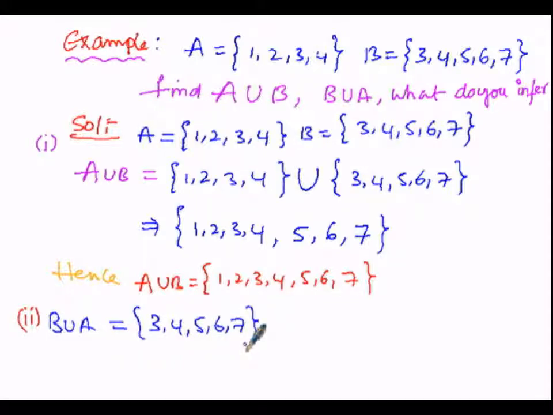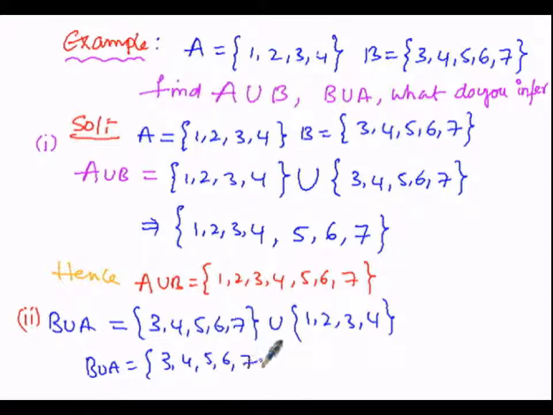Then now union. So here set A elements are 1, 2, 3, 4. So 1, 2, 3, 4. Then now in order to find B union A, we have to write all the elements of either set A, set B, or both B as well as A. So first of all we have to write all the elements of the first set, that is B. So here 3, 4, 5, 6 and 7. Then later we have to write the elements of set A, those were 1, 2, 3, 4.